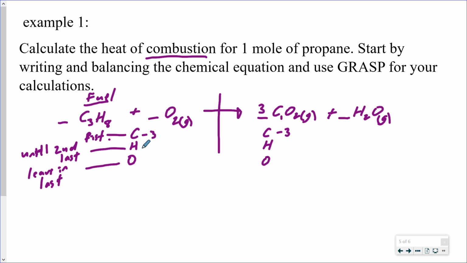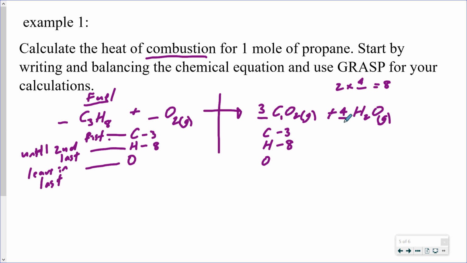We have 8 hydrogen on the left. We need 8 on the right. How many do we have now? We only have 2. So what number times 2 is going to give us 8? So we get the same as on the left-hand side. Well, that, of course, is 4, and that's your coefficient that you put in front. 4 times 2, we now have 8 hydrogen on the right-hand side.